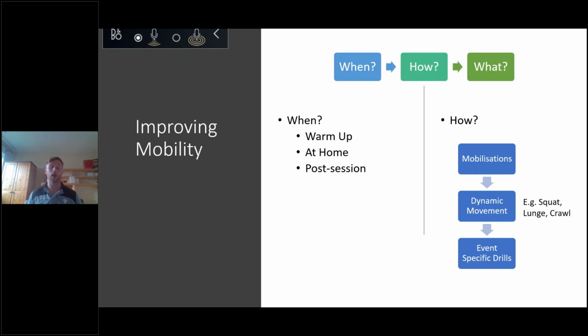So this is where maybe the foundational movements come in, like the squat, the lunge, the crawl, which I've talked a lot about in previous presentations. And then that allows me to feel out that new range of motion within my dynamic movement, so I can start to feel that in a more specific way. And then I'm going to my event specific drills. So I'm still trying to create awareness in the athlete of that new range of motion that they found in their mobilizations, and actually trying to integrate that into the event specific work.